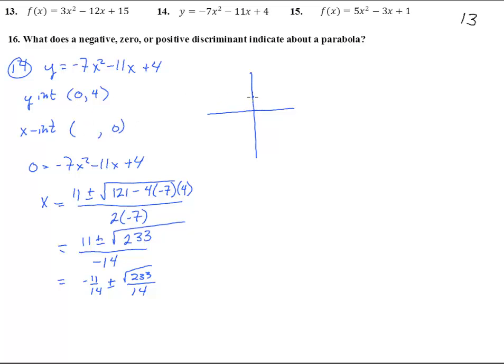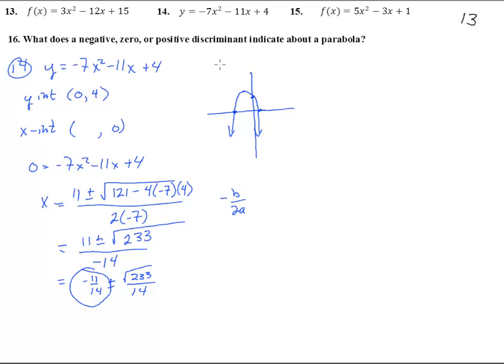Y-intercept 0, 4. It has negative 11/14, which will be about right here, plus a certain amount, and minus a certain amount. So it's going to look about like this. And the vertex is found by that guy. He's the one right in the middle between the two intercepts, also known as negative b over 2a.